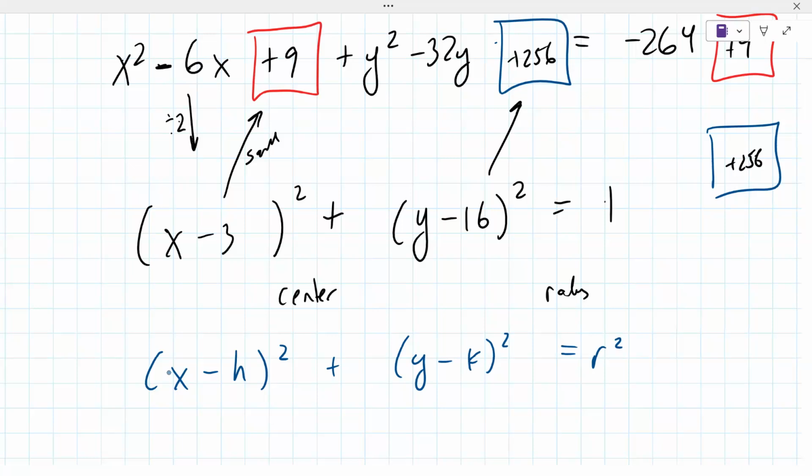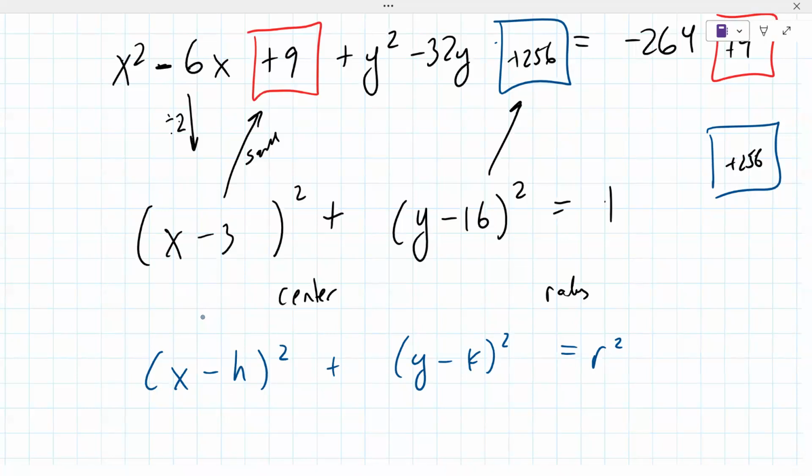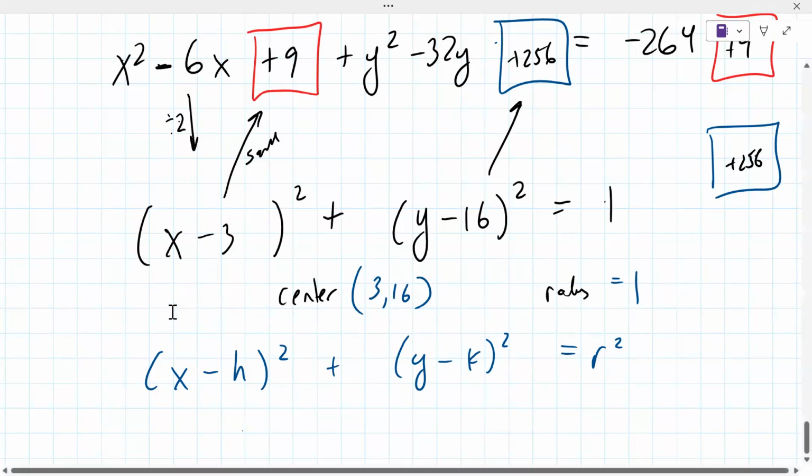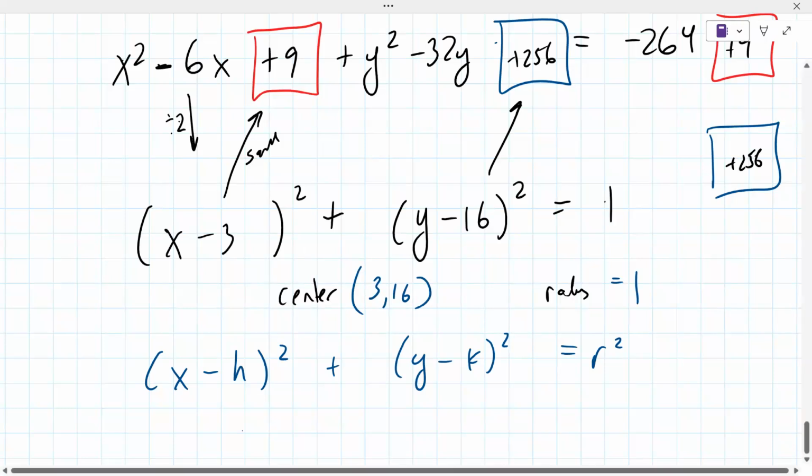Minus 3 and minus 16. But it's already negative, so it would go positive. Yes. So H is 3 and K is 16. 3 and 16, and then R is 1. Yes. And is that how we leave the answer? Yeah, that's it. All right, so center equals 3 comma 16, radius equals 1.